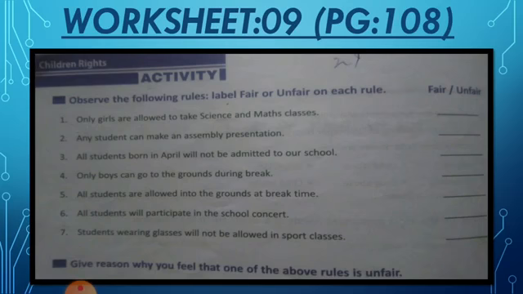Number 6. All students will participate in the school concert. This is unfair, because if all the students are participants of a school concert, then who will enjoy the concert and who will see the concert? Number 7. Students wearing glasses will not be allowed in the sports classes. This is fair. No student can be allowed in sports classes while wearing glasses.